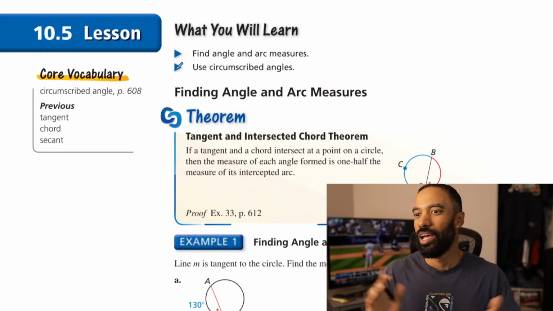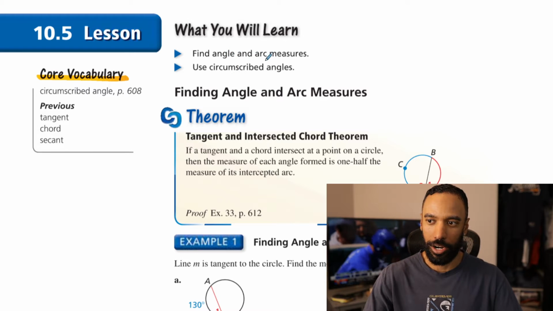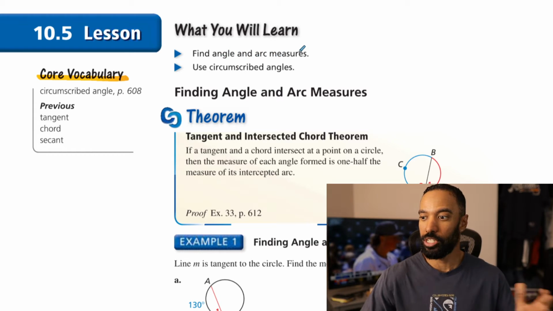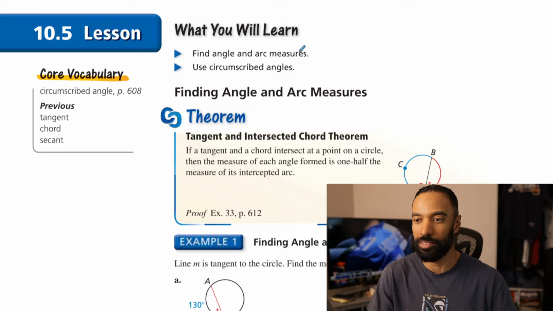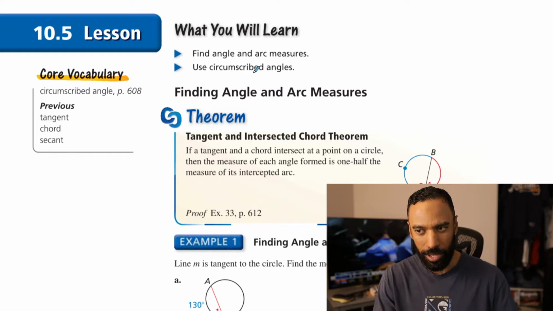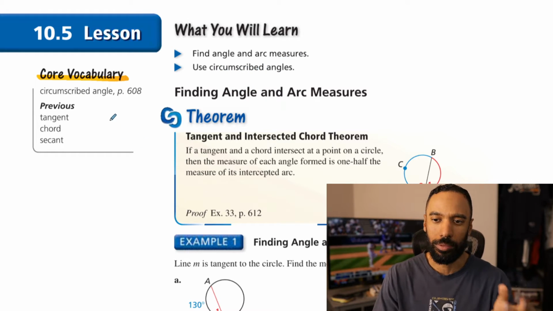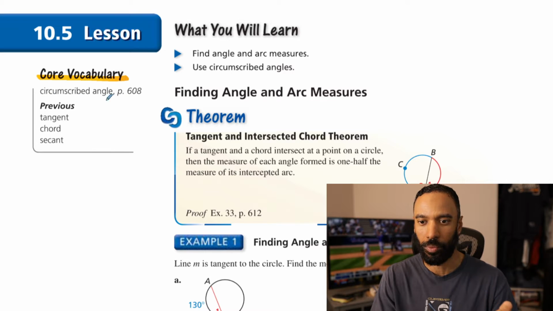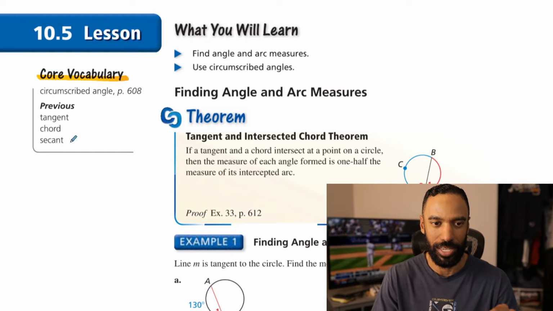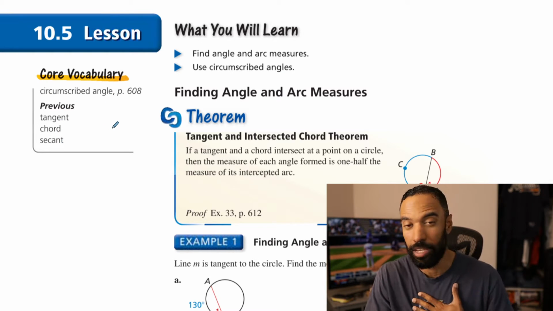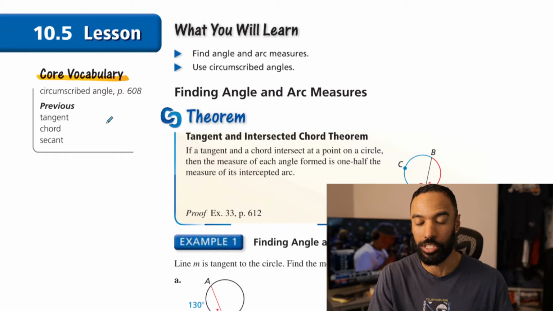All right, we're going to learn to find angle and arc measures. Not that we haven't done it before, but just in a general sense with all kinds of circles. And use circumscribed angles. Oh, I know what those are. Use circumscribed angles, and that is the core vocabulary word as we talk about tangents, chords, and secants. For me, the big vocabulary word overall is inscribed angle.